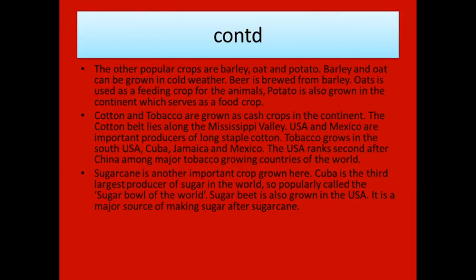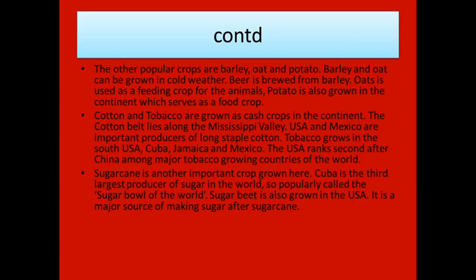To continue with, the other popular crops are barley, oat and potato. Barley and oat can be grown in cold weather. Beer is brewed from barley. Oats is used as feeding crop for animals. Potato is also grown in the continent, which serves as a food crop.